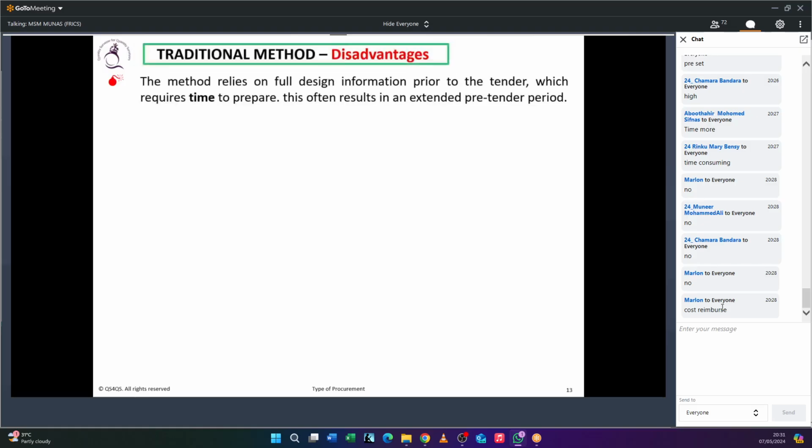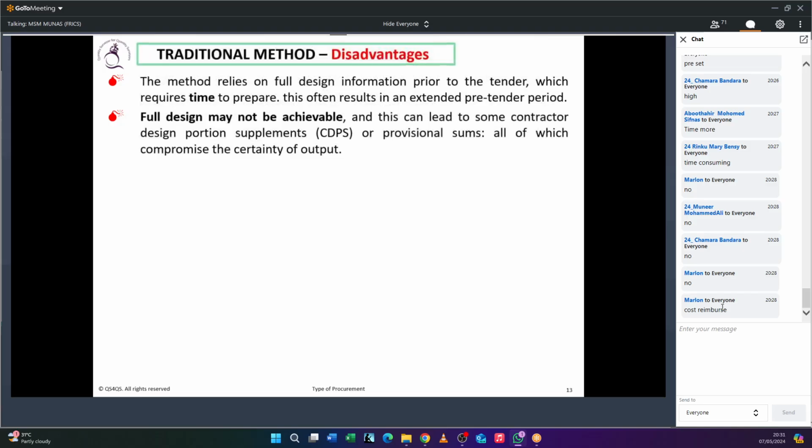It needs a lot of time because you need to finish the design, then you have to go for a tender, then the project commences. So it takes a lot of time. Sometimes you are going for a professional where the design is not fully achievable. This is going to alter the project deliverables, like time and cost. So that is going to be a problem.